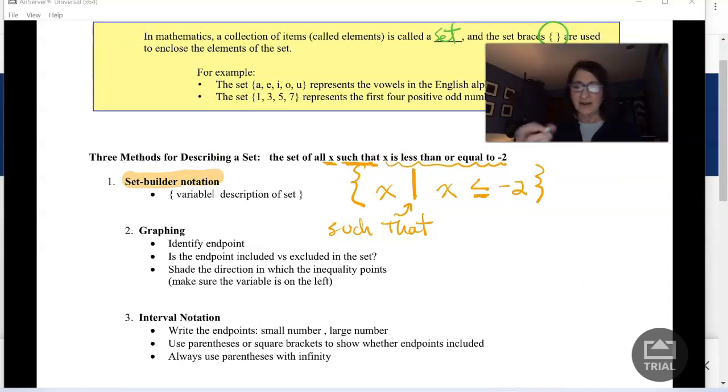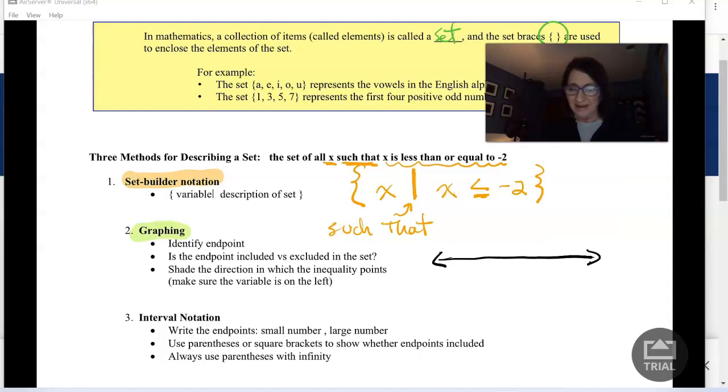So now let's look at another way of describing a set. And that is going to be through the method of graphing. So when you're graphing a set, you identify the endpoint, okay? Then you ask yourself, is that endpoint included or excluded from the set? So let's go ahead. We're just going to draw a number line here. Okay. And now we're going to graph our inequality.